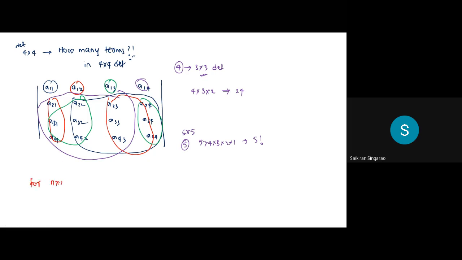For an n cross n determinant, the number of terms is equal to dash. How many, sir? Anyone tell me the answer? How many will be there if it's an n cross n determinant? Very good, n factorial, right?